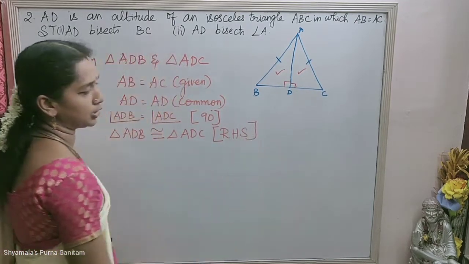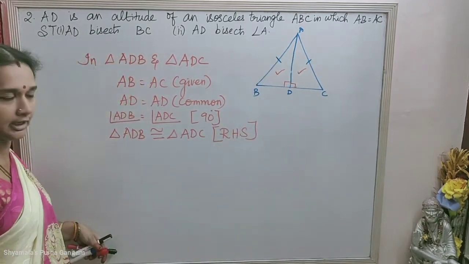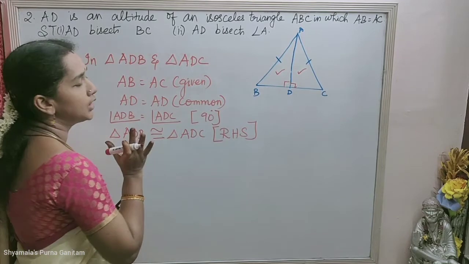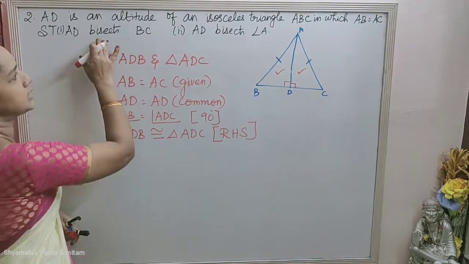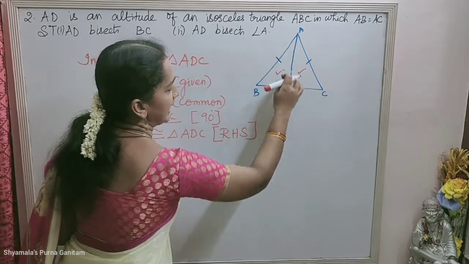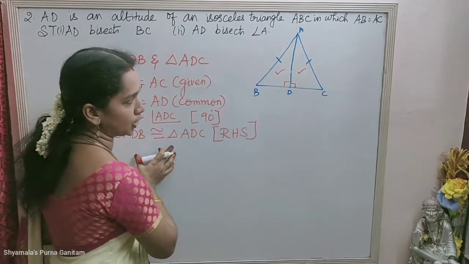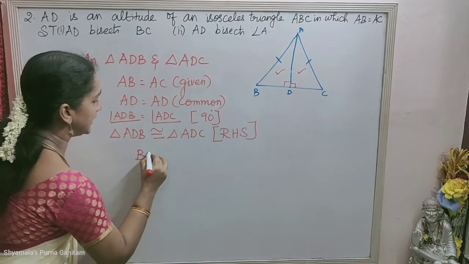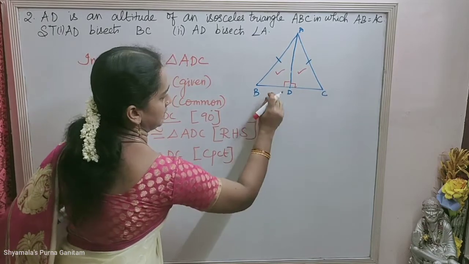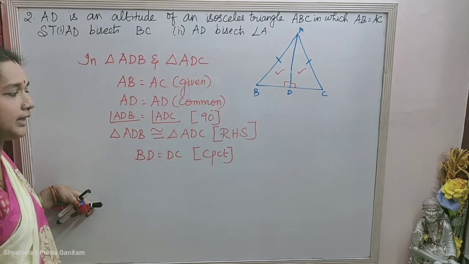By RHS congruency, since the hypotenuse sides of both the triangles are equal, it comes under RHS congruency. So, both the triangles are congruent. From this we will prove these two things. We are asked to prove AD bisects BC. Since these two triangles are congruent, we can say that BD is equal to DC. This is by CPCT.